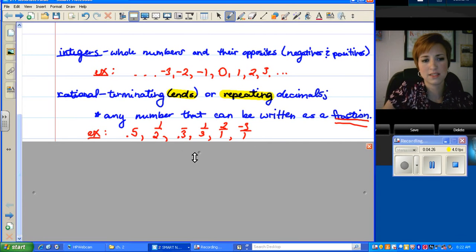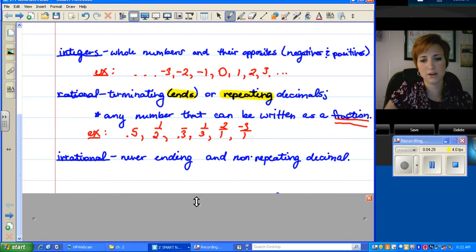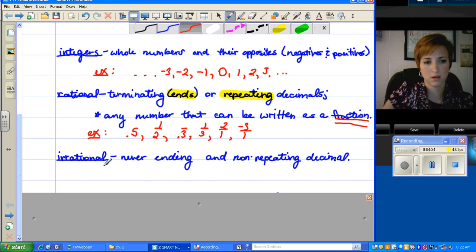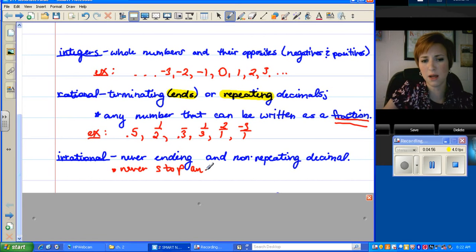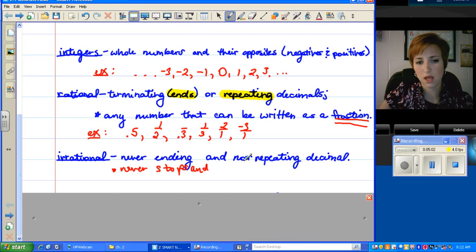And then our last subset is irrational numbers, and it's never ending and non-repeating decimals. I always like to mention that if you were to put an irrational number in your calculator, the decimal would never stop. And when it says non-repeating, that means there's no pattern to find. Like a number might repeat once or twice, but there won't be a pattern to it. So never stops and no pattern.